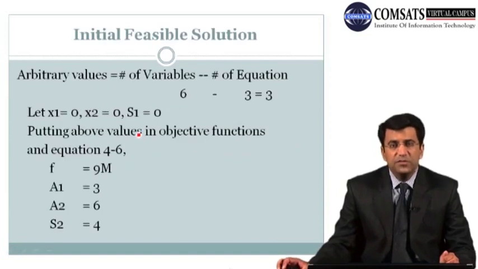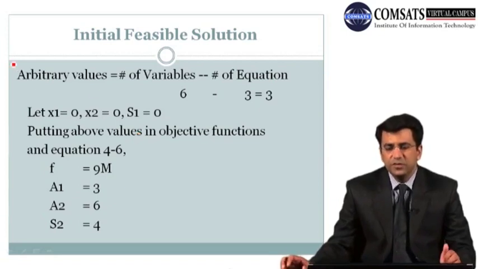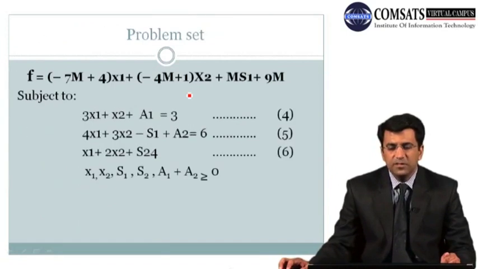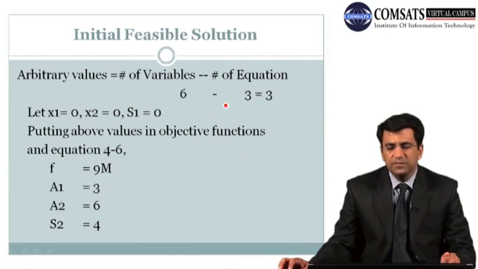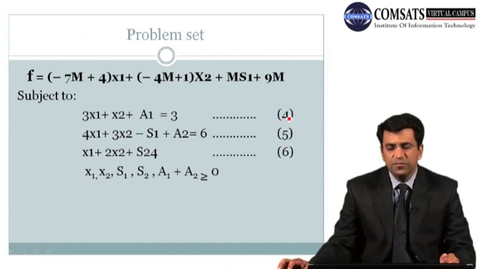Now again class, we will use the similar step of finding the initial solution. That is, we will use that rule, that is the number of variables minus the number of equations. In this particular case there are 6 variables, that is x1, x2, s1, s2, a1 and a2, and there are 3 equations. So 6 minus 3 is equal to 3. We'll have to put the values of 3 variables to 0. So let's suppose we put x1 is equal to 0, x2 is equal to 0 and s1 is equal to 0.